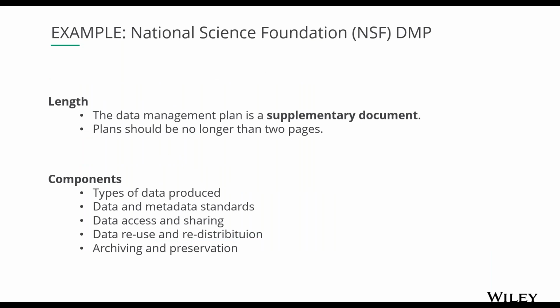So I'm going to go through an example of the National Science Foundation DMP. According to the National Science Foundation, the length of a data management plan should be no longer than 2 pages. Now, this will differ depending on the funding institution. So it's really critical that you go to the website of the funding institution that you're looking to apply for and find out what the requirements are. The components of the NSF DMP include the types of data produced, the data and metadata standards, data access and sharing, data reuse and redistribution, archiving and preservation.